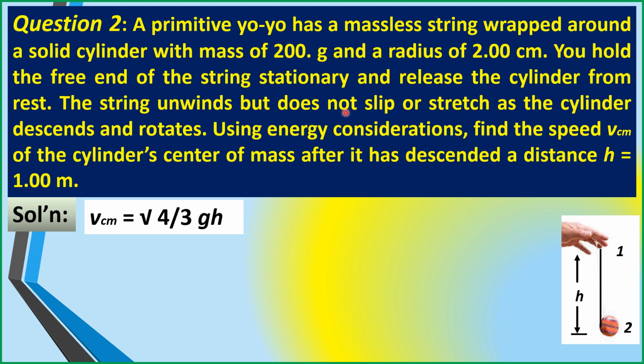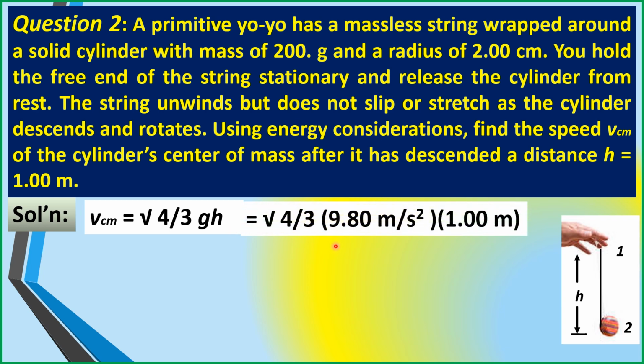Moving on with our calculation for the translational speed of the center of mass of the yo-yo, whose formula is equal to the square root of 4/3 the product of g and the height h. So substituting our given data to this formula, we will get the translational speed of the center of mass of the yo-yo that is equal to 3.61 meters per second.